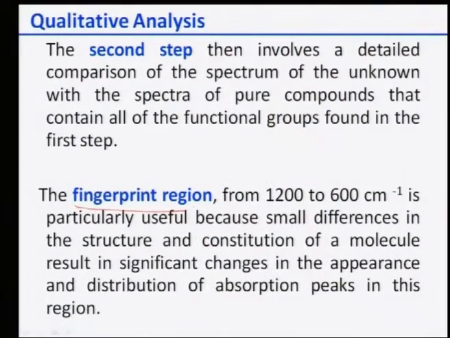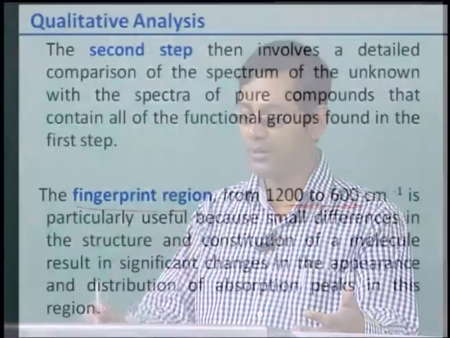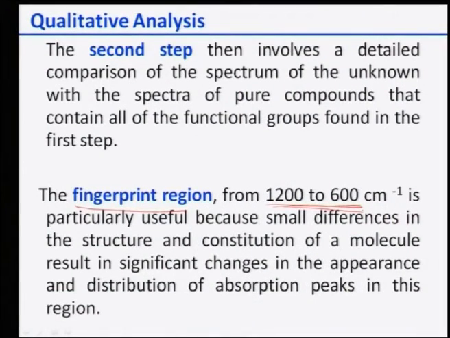Normally we use something known as the fingerprint region, which spans 1200 to 600 centimeters inverse. It is particularly useful because a small difference in the structure of the compound, or in the constitution of the molecule, can lead to a significant change in the appearance and distribution of the peaks in this region. That is why it is called the fingerprint region: it gives the fingerprint of the compound. Although from the first step we know approximately the type of compound, in the second step, when you compare, we always look at the fingerprint region to see whether any change in structure or constitution leads to a change in peak positions.